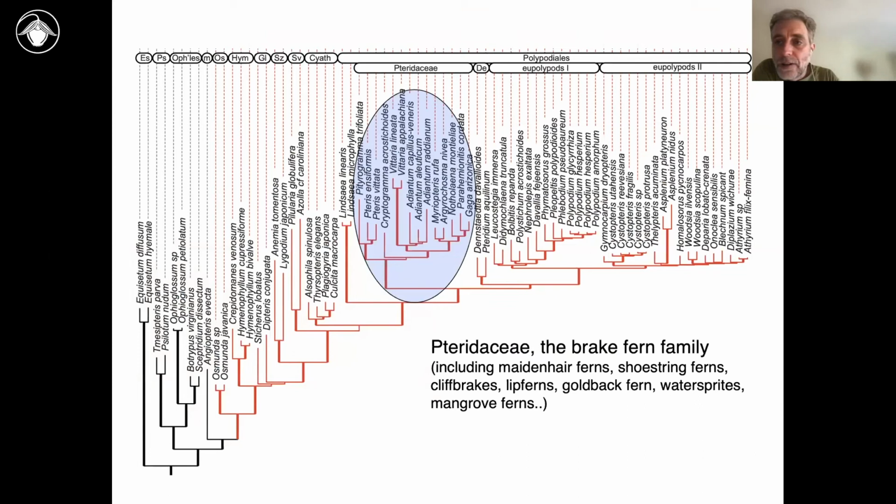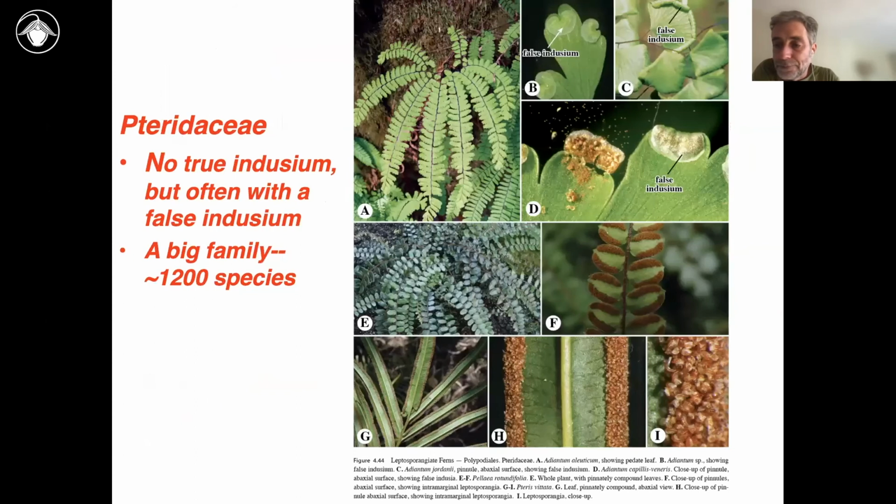Switching out of the Heterosporous water ferns, I want to talk to us briefly about the Pteridaceae, the brake fern family, which is a really phenomenal family. Pteridaceae is a super variable family, so it's hard to describe, except that they never, ever have a true indusium, and they often have a false indusium.